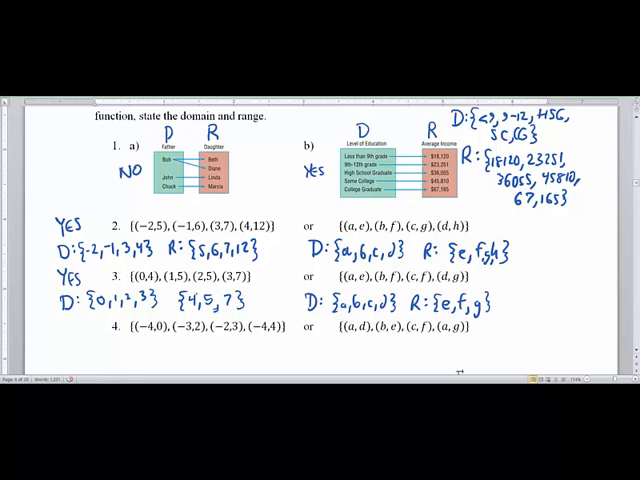So let's look at this example, number 4. Oh, cool. Got a text. Let me turn that off there.